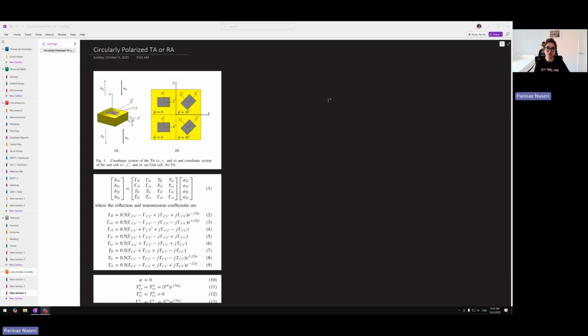But for a transmit array or reflect array, which this comment nicely pointed out, you don't have a uniform array of unit cells. The unit cells are going to be different, because each of these unit cells at its position has to introduce a specific phase shift to the wave as it is incident on that unit cell.